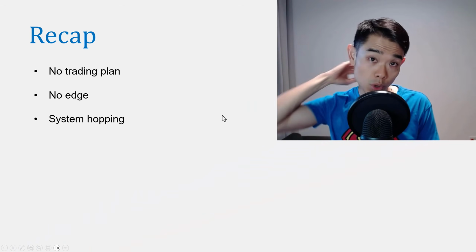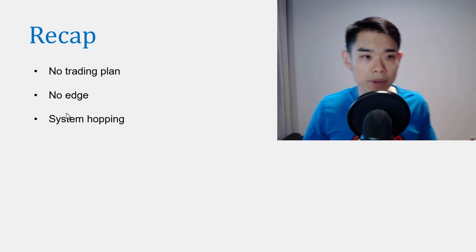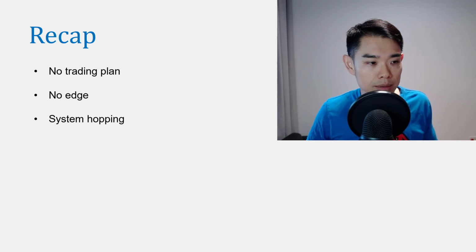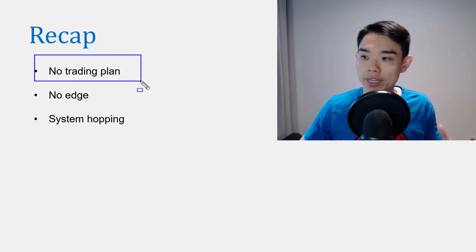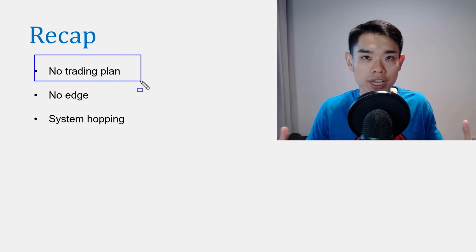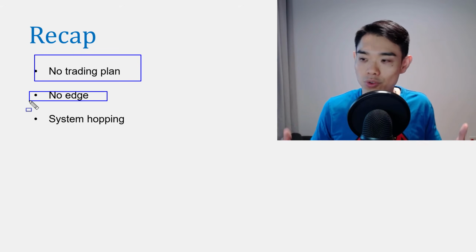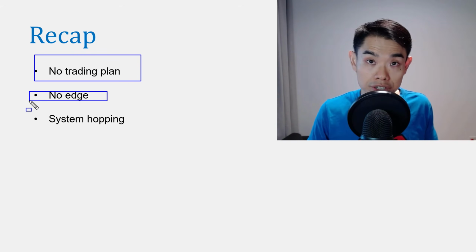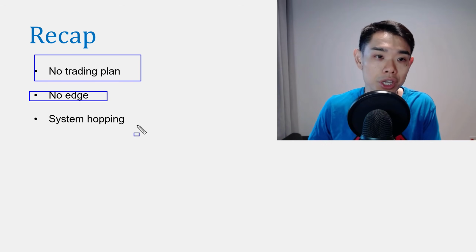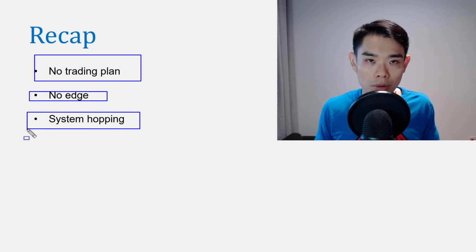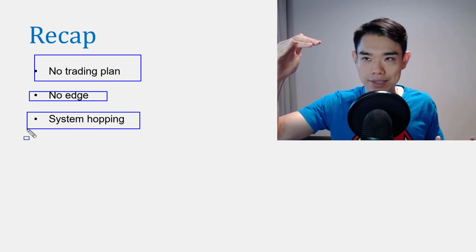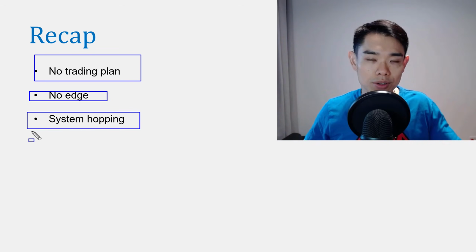So with that said, let's do a quick recap of what we've covered so far. The three main reasons why traders lose with technical analysis: number one, they don't have a trading plan. Their tools are not even complementing one another, usually at conflict. Number two, they don't have an edge in the markets. If you don't have an edge in the markets, you won't have conviction in your trading system. And if you don't have conviction in your trading system, it will lead you to system hop. So all these reasons are intertwined and linked to one another.